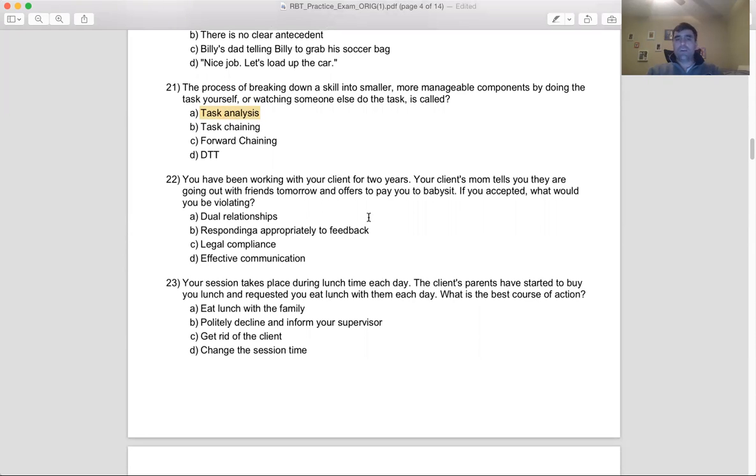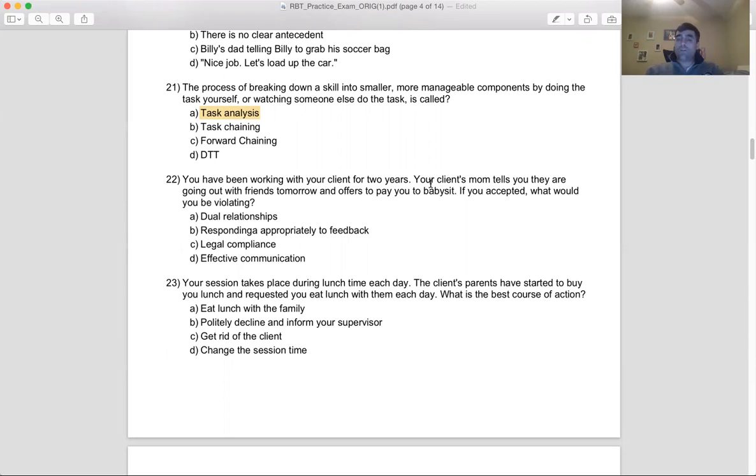22, you have been working with your client for 2 years. Your client's mom tells you they are going out with friends tomorrow and offers to pay you to babysit. If you accepted, what would you be violating? So remember, we're in a professional relationship with our clients, right? Even though you'll develop, hopefully, a good relationship with the families, and you'll become close to the families, you must maintain those professional boundaries, okay, because our ethics code says that's what you should do.